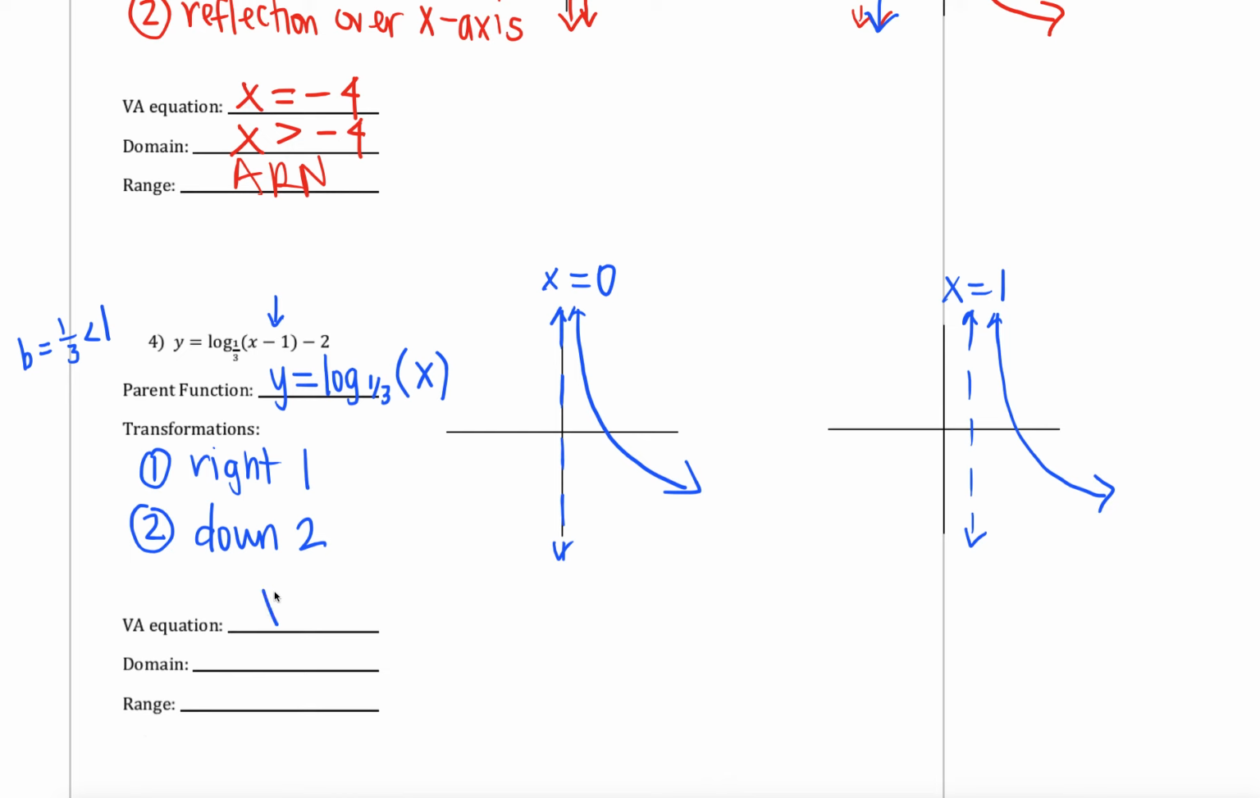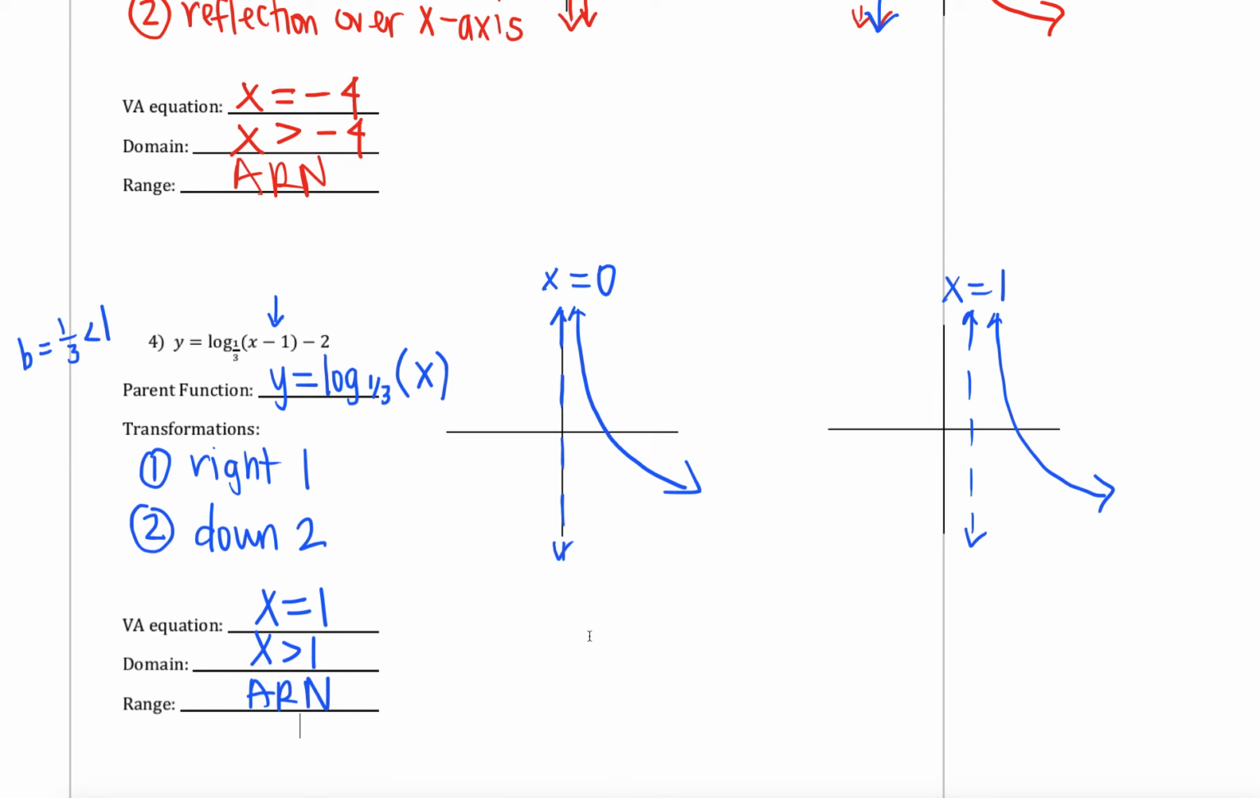So our vertical asymptote is at x equals 1, since we shifted to the right one. The domain is going to be x is bigger than 1, since the entire graph is still to the right side of the vertical asymptote. And our range is going to be all real numbers.